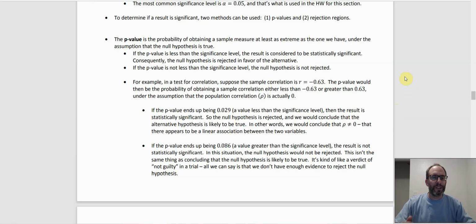So what the p-value is, it's a probability that you can compute, and it's the probability of getting a sample measure, like a sample correlation, at least as extreme as the one that we got under the assumption that the null hypothesis is true. Assuming that the population correlation is 0, what's the chance that we got a sample correlation of at least whatever? If we had a sample correlation of 0.7, what's the chance that we got a sample correlation of 0.7 or greater, or negative 0.7 or lower, under the assumption that rho is really 0?